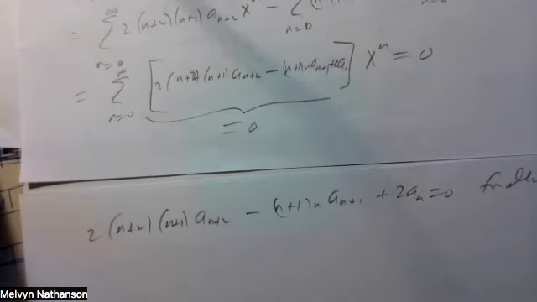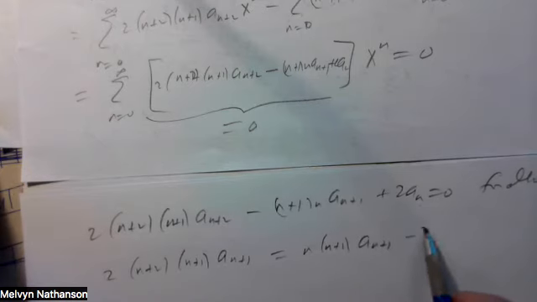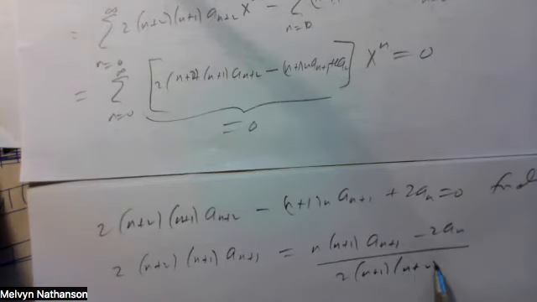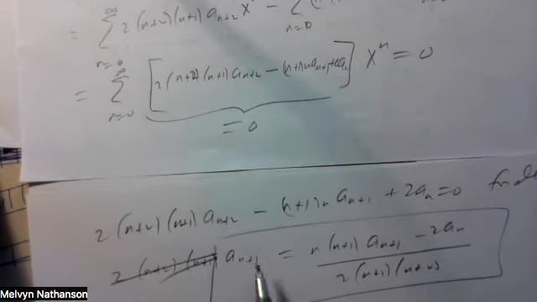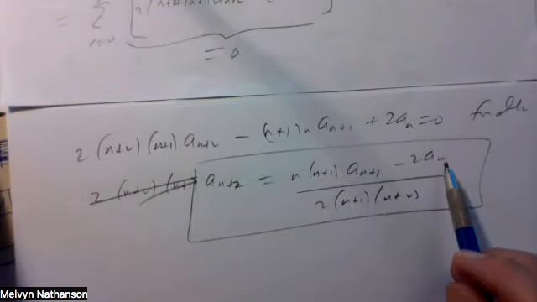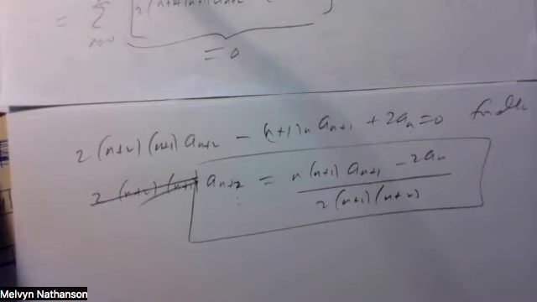So this is a linear recursion. This says that 2, n plus 2, n plus 1, a sub n plus 2, has to be equal to n times n plus 1, a sub n plus 1, minus 2 a n. And if I divide by 2, n plus 1, n plus 2, I get this recursion. So for the coefficients of my power series, you can choose any numbers for a0 and a1. And then once you have a n and a n plus 1, this formula tells you what a n plus 2 is. So this gives us a way to solve the differential equation.